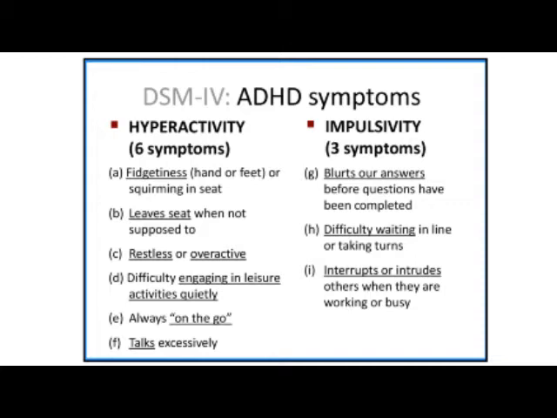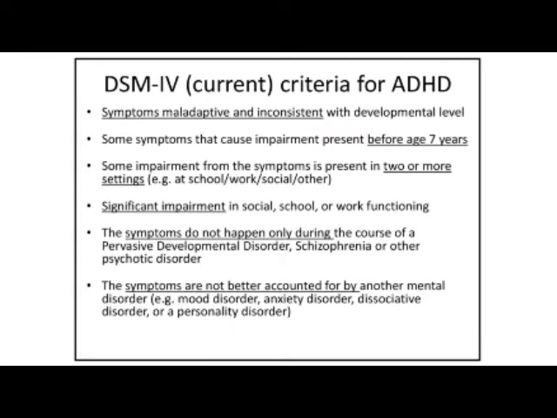So you need 6 or more inattentive symptoms, 6 or more hyperactive impulsive symptoms. That's the key criteria. When you're deciding if somebody has a symptom or not, you've got to look at its developmental relevance. Is it maladaptive and inconsistent with the developmental level? And you have to look at the age of onset. And in the DSM-4, it says that some symptoms should begin before age 7. Not the full syndrome, but some of the symptoms with impairment.